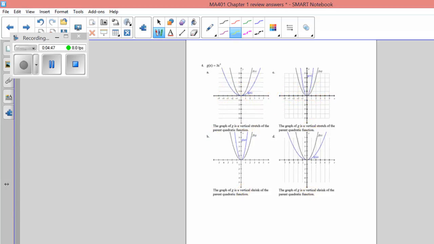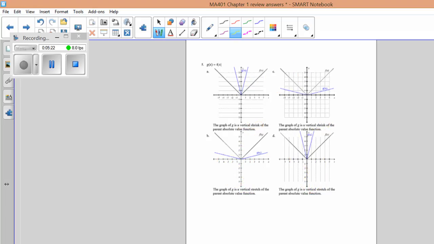Basically same problem again. It's 3x squared. It is a vertical shrink or stretch. Vertical, vertical, vertical, vertical, so that doesn't help us. But 3 is bigger than 1, and so we know it is a stretch. So we're looking at this answer and this answer. These guys are gone. And again, 3 is bigger than 1, so it's going to be narrower, so the answer choice must be C. If in doubt, graph it out, but there it is.